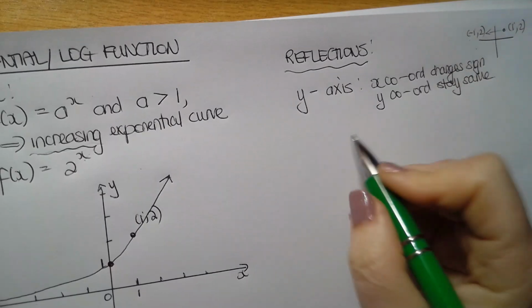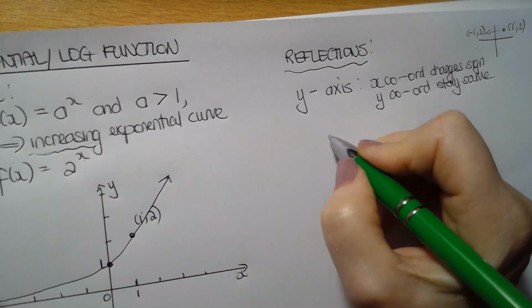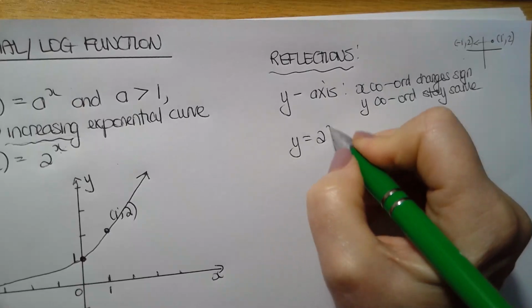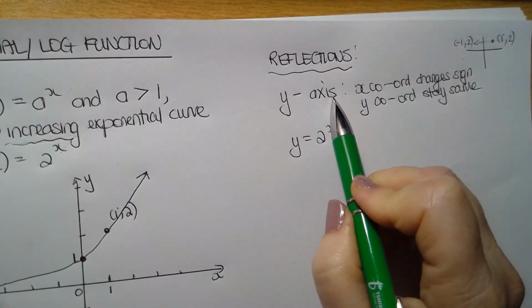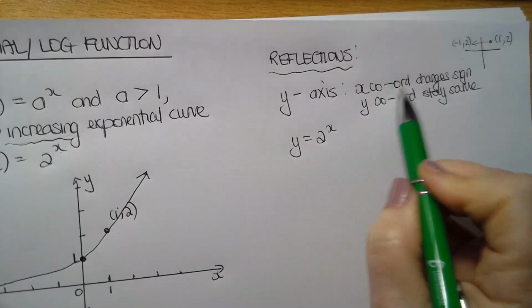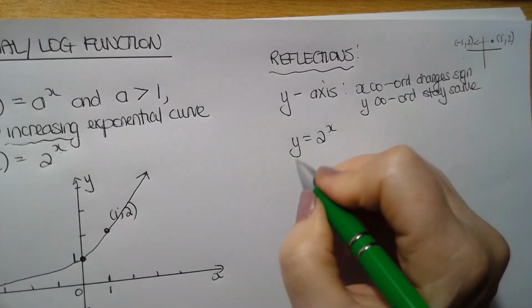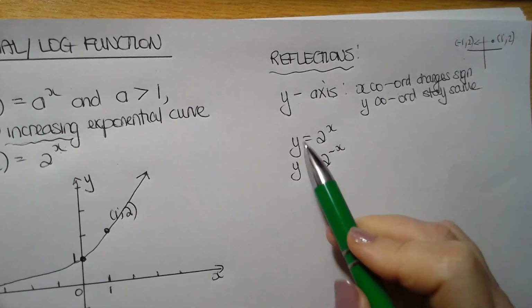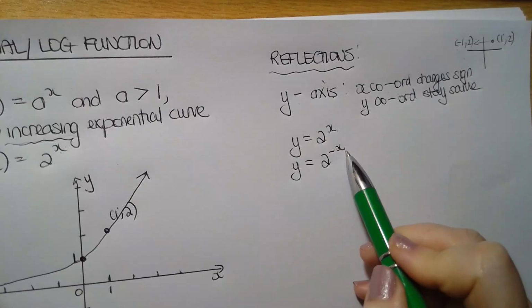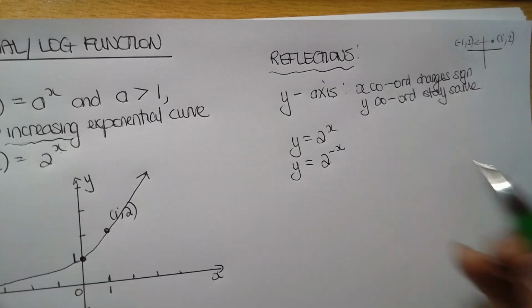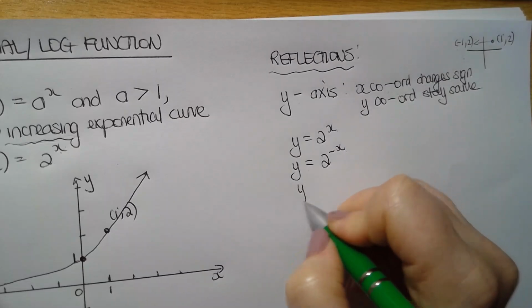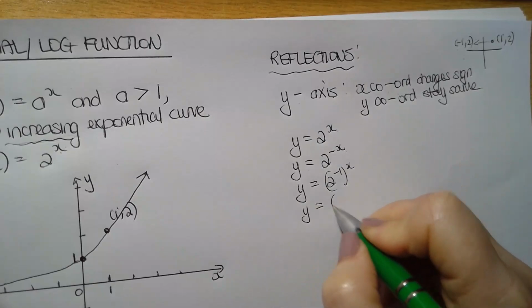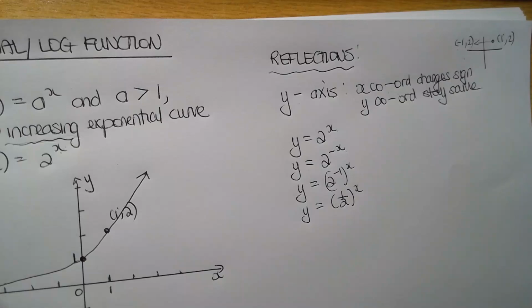So algebraically, if I took this function y equals 2 to the x, and I were to reflect it around the y-axis, then I'm going to do exactly what I've seen here. So the x value will become negative. So y equals 2 to the x will now become y equals 2 to the minus x. And if you wanted to take that a little bit further, it's 2 to the minus 1 to the x, and that will be a half to the x.